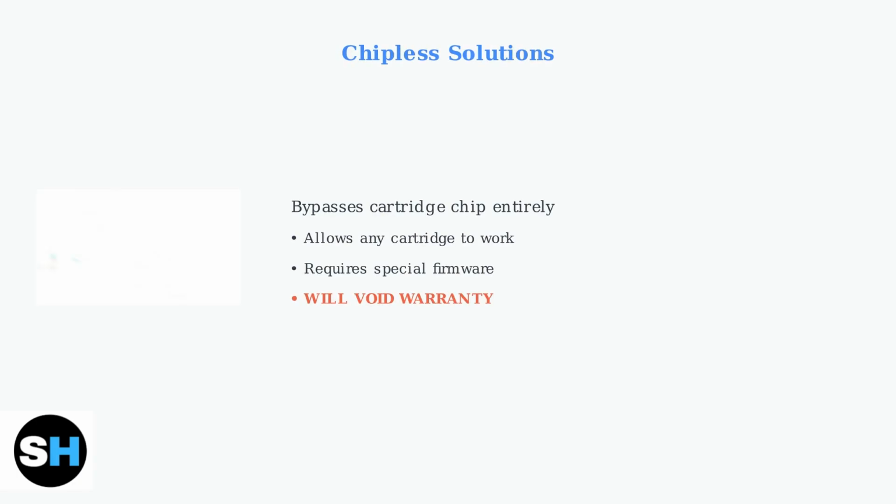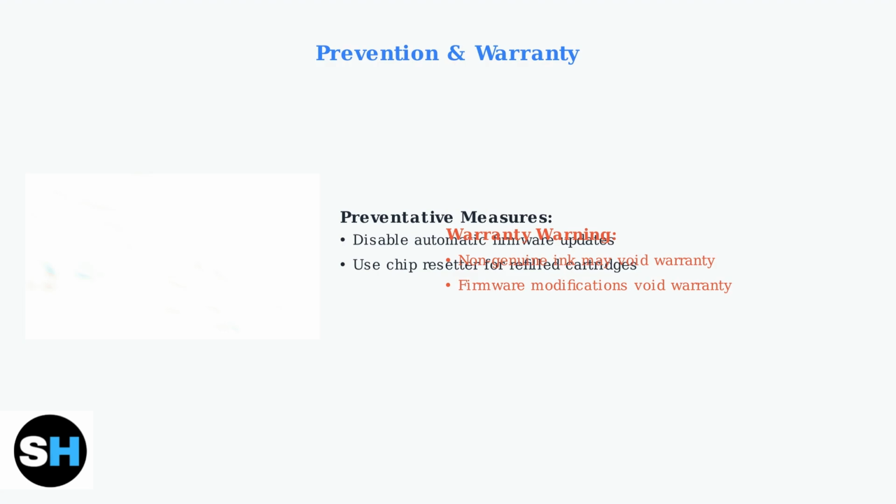Recent firmware updates can block third-party cartridges. Consider downgrading firmware, though this process can be complex. As a last resort, explore chipless firmware solutions. These allow the printer to operate without relying on the cartridge chip, but be aware this modification will likely void your warranty. To prevent future issues, disable automatic firmware updates in your printer settings.